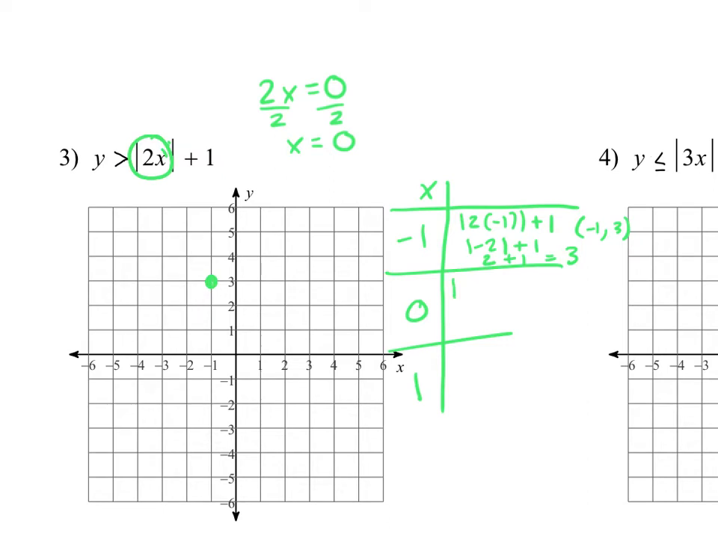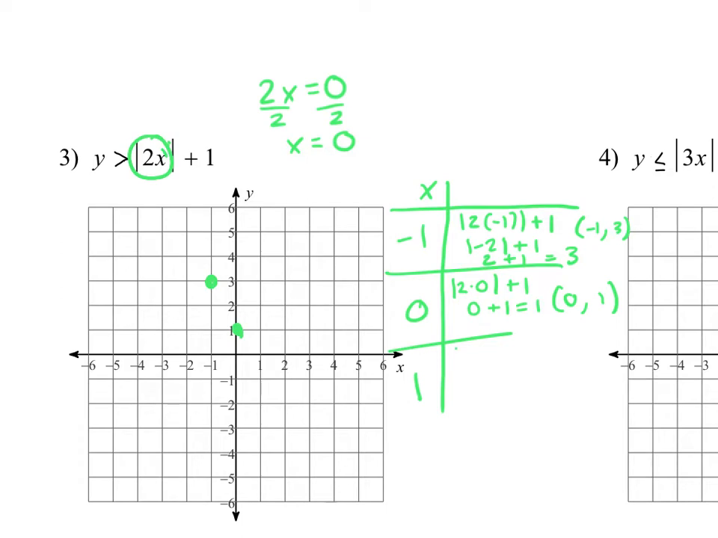Next we plug in 0, so we have the absolute value of 2 times 0 plus 1. 2 times 0 is just 0. And 0 plus 1 is 1, so our point here is 0, 1. So we stay on 0, go up 1.